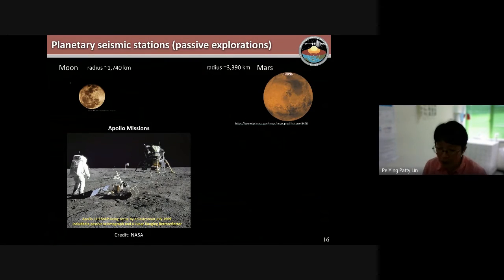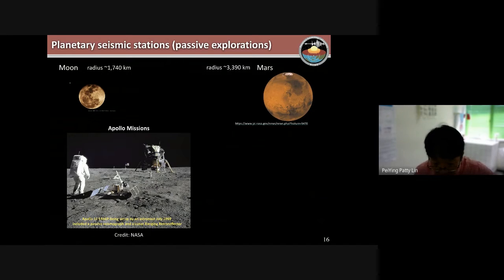But the most important thing is that we need to be able to observe and record the motion of the surface. Therefore, we need seismic sensors. And the Moon and Mars are the other astronomical bodies, besides Earth, with a certain amount of seismic data available.